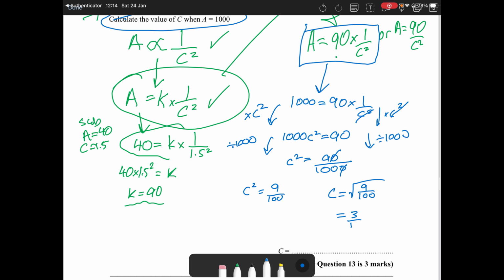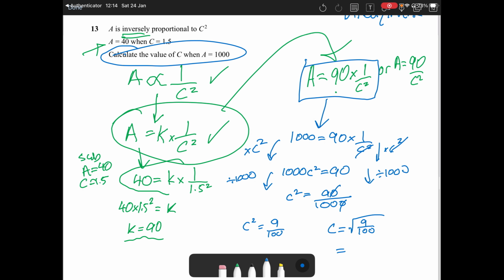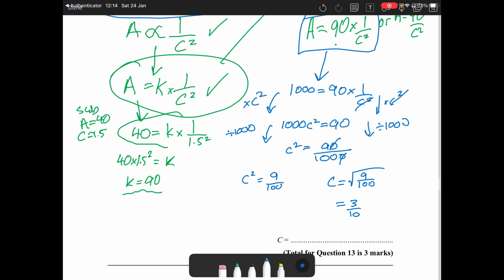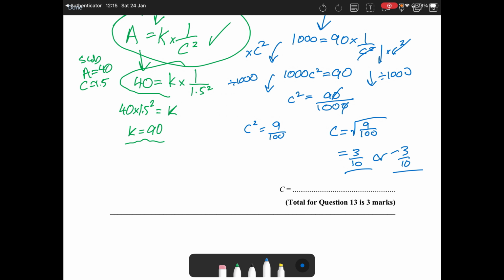With direct and inverse proportion, usually it's for strictly positive numbers. The mark scheme does allow you to say both positive and negative. They do forgive you if you don't consider negative, because if they haven't said whether it includes negatives or not, they're usually quite forgiving. But in theory, C could be plus or minus, because if you square 3 over 10 or you square negative 3 over 10, you would get a positive 9 over 100 either way. So that's your answer there. You can write 0.3 and minus 0.3.